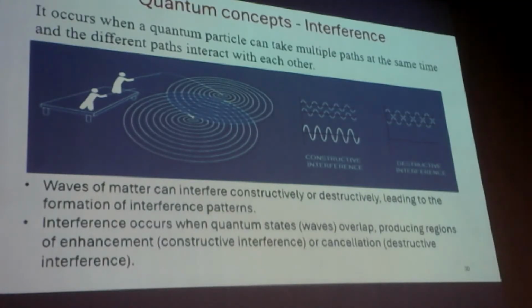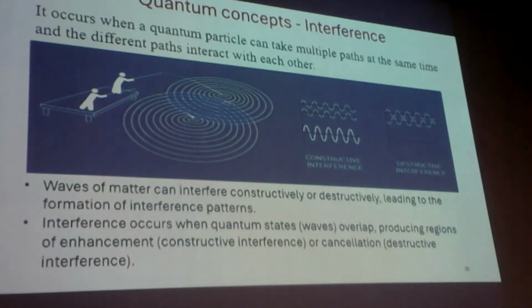So the next important one is interference. That's also very important. It occurs when the quantum particle can take multiple paths at the same time and the different paths interact with each other. The waves can add or go in the negative direction, either it can add or it can reduce, right? So waves of matter can interfere constructively or destructively, leading to the formation of interference patterns.